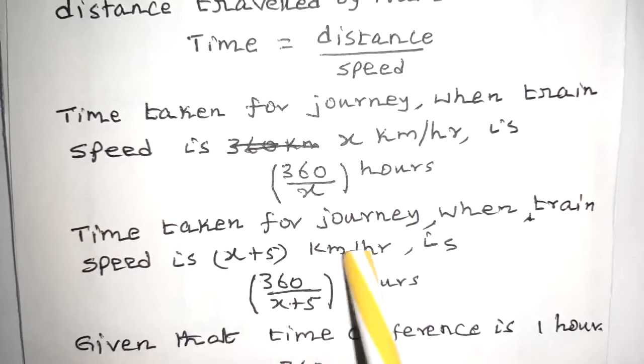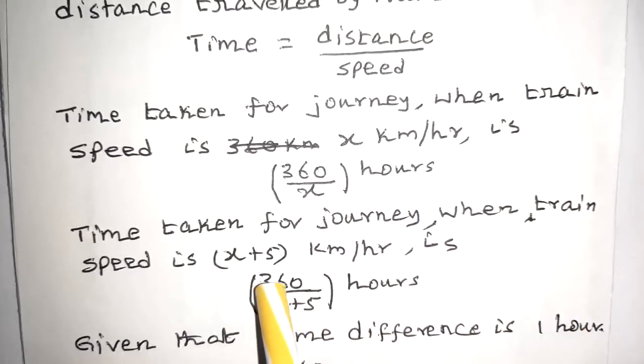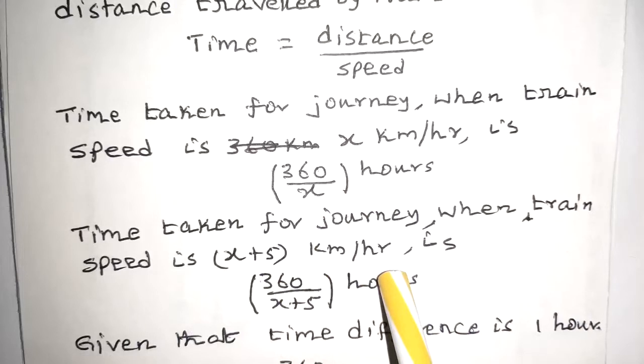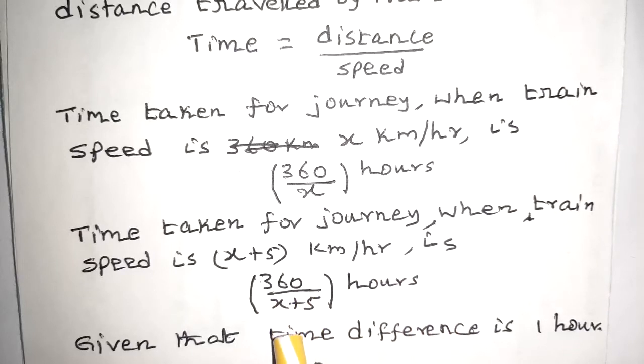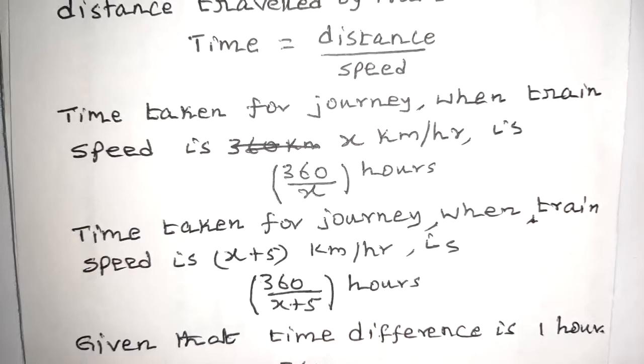Now, the time taken for the journey when the train speed is x plus 5 kilometers per hour. Time equal to distance by speed. Distance is 360. Speed is x plus 5 kilometers per hour. Therefore, the time becomes 360 by x plus 5 hours.